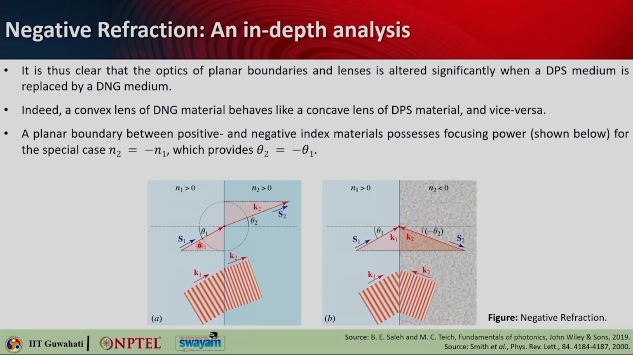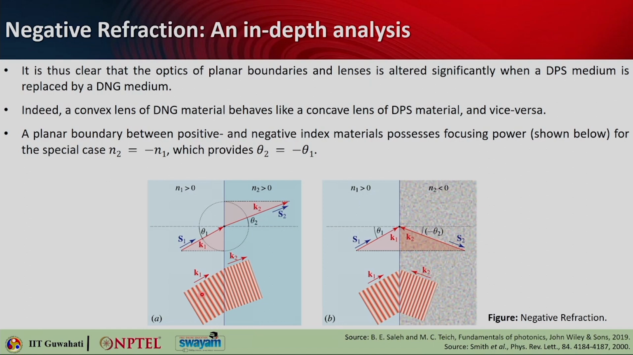This is the direction with which the wave k1 is incident. This is theta 1. You can find this is the cos theta component and this is the sin theta component, and this is the refracted ray, with angle theta 2. You can also see that this is the sin theta component. So this is how you are matching the components of the wave vector along the boundary, and that gives you the Snell's law equation.